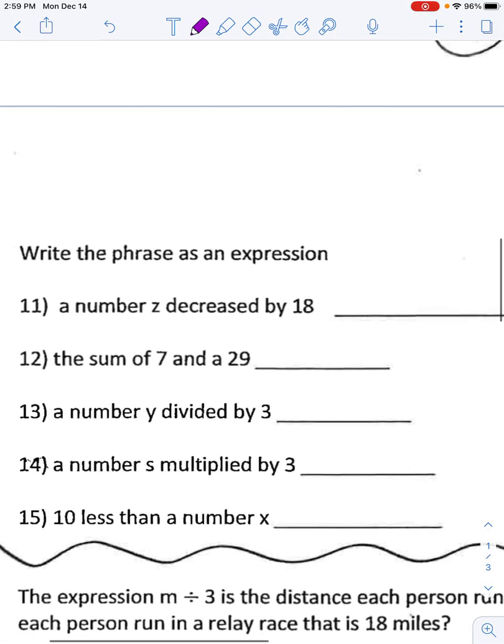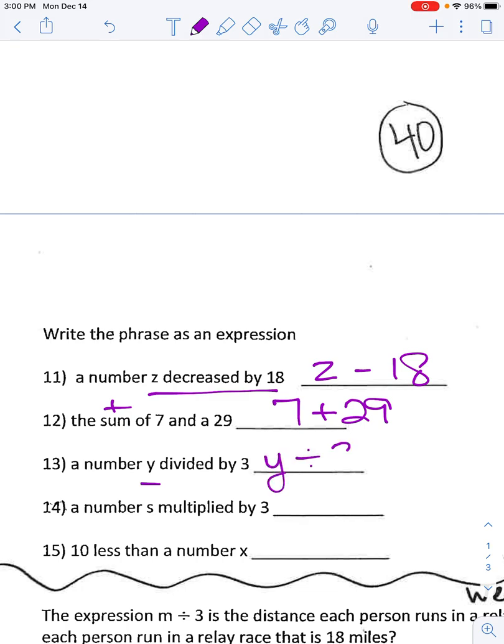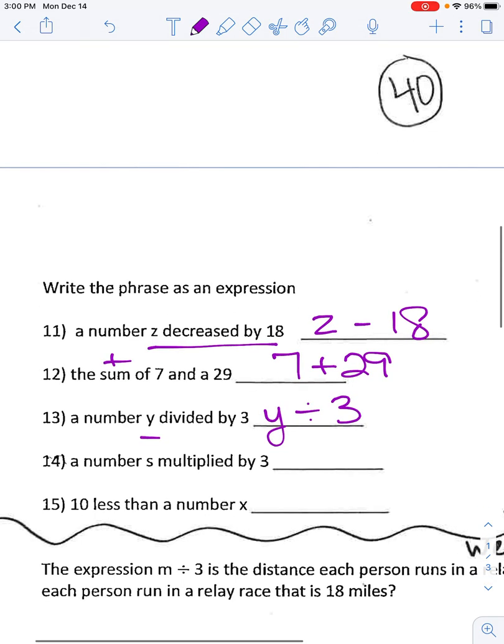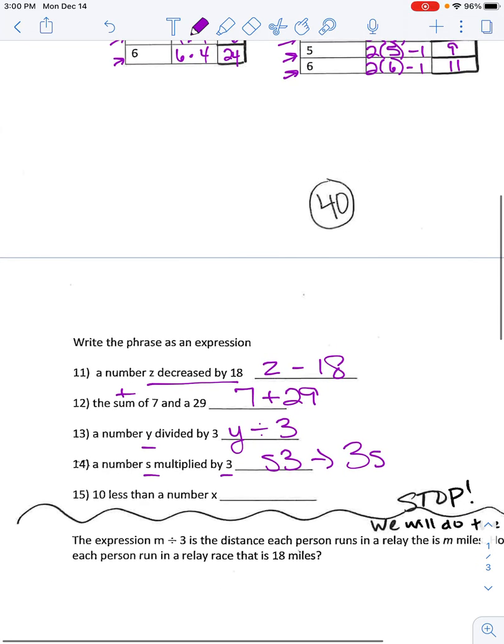Write the phrase as an expression. Z decreased. Decreased means we're subtracting by 18. Sum means addition, the sum of 7 and 29. Y divided by 3. S multiplied by 3. If you wrote it like this, go ahead and change it. Normally the coefficient comes before the variable.